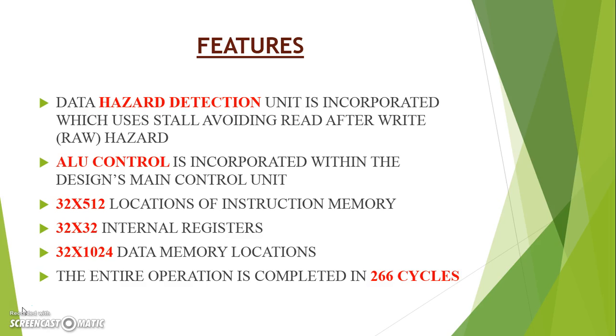This slide shows the features of the NIOS II design implemented. The data hazard detection unit is incorporated, which uses stall, thus avoiding the RAW hazard, that is a read after write data hazard. The ALU control is incorporated in the main control unit. It has 32 by 512 instruction locations in the instruction memory, 32 by 32 internal registers and 32 by 1024 data memory locations. The entire operation takes 266 cycles to be completed.